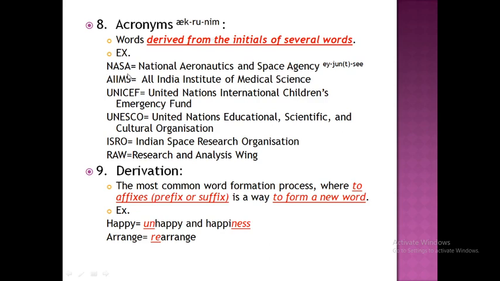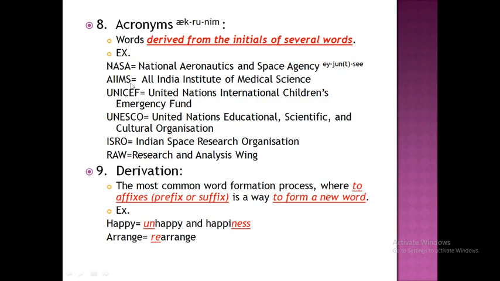Acronym, one of the most simple ways to form a new word. Here, NASA is never called ASA. We call this NASA, meaning National Aeronautics and Space Administration. Commonly it is called NASA. Acronym is a way where words are derived from the initials of several words.